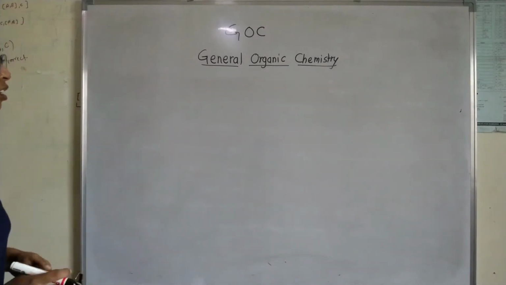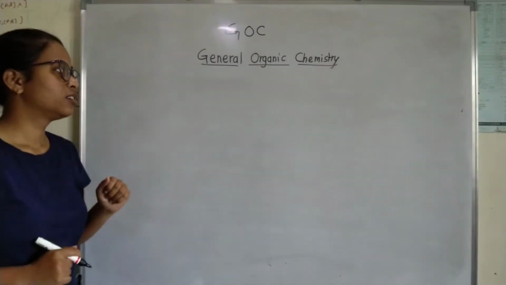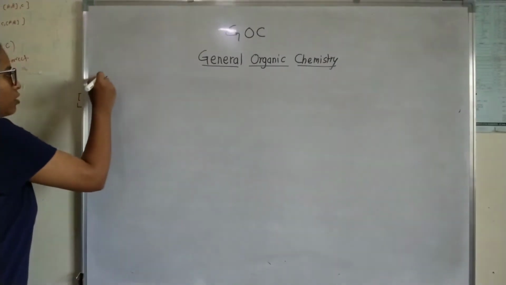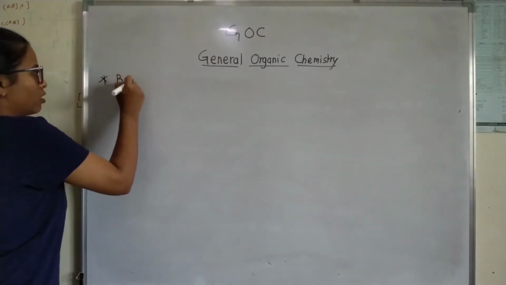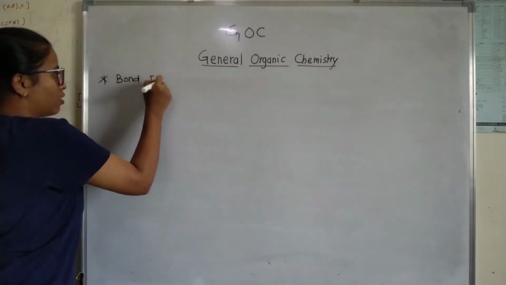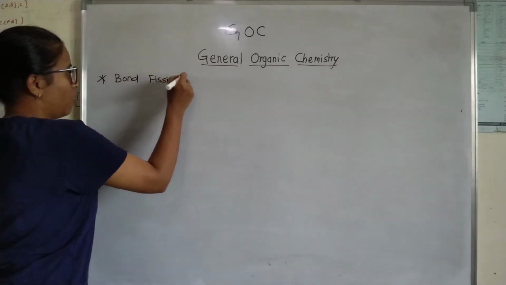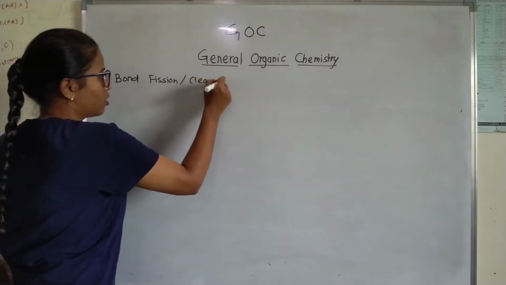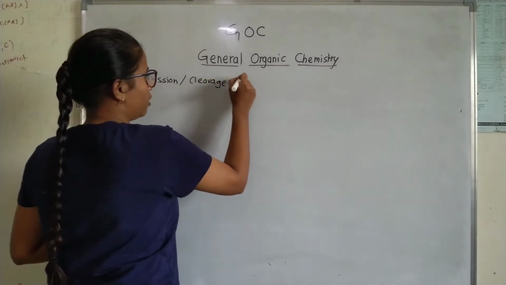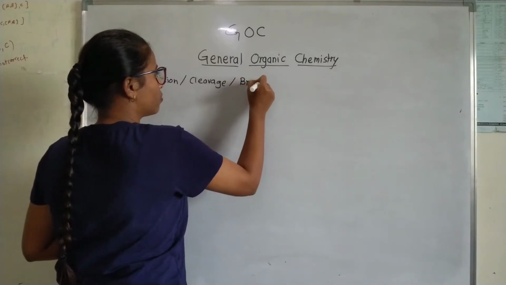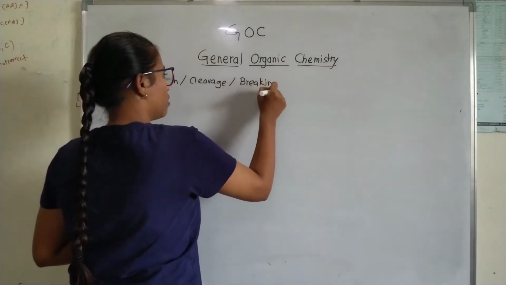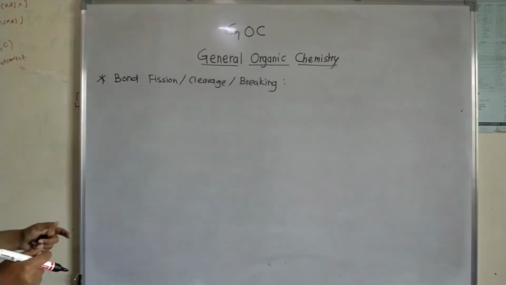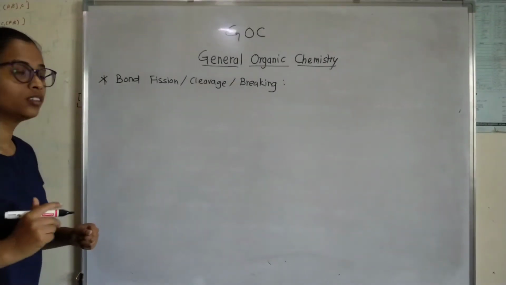We went through the homologous series. So now we are going through bond fission or cleavage, also called breaking. Before looking at that, we should know the meanings of some symbols.